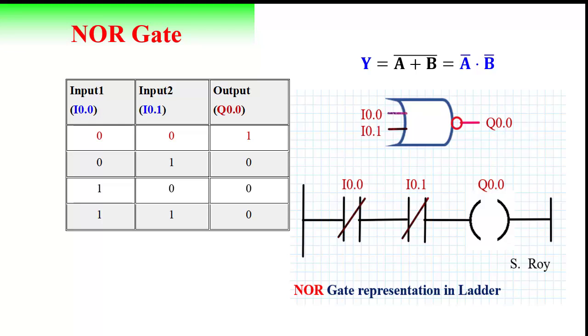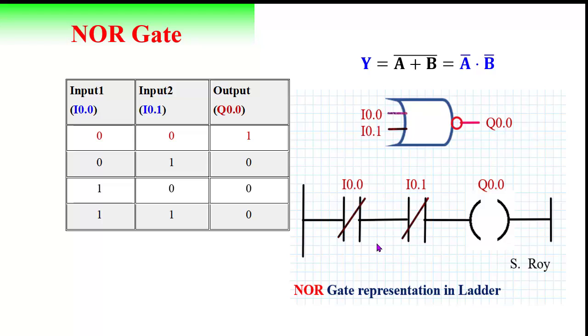Next, coming to NOR gate. This is NOT of OR gate. So this is the symbol, output (A + B) whole bar. Ultimately, applying De Morgan's theorem, we will get A bar dot B bar. So this is the AND gate of A naught and B naught.